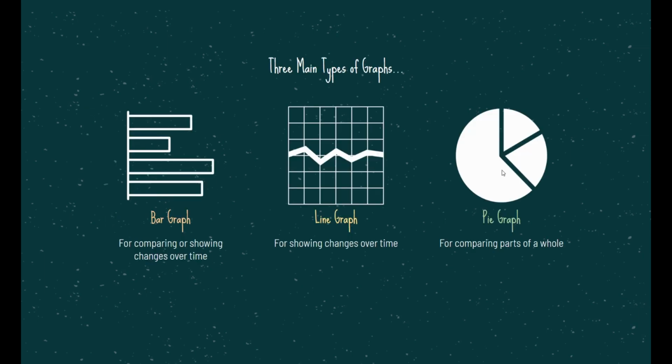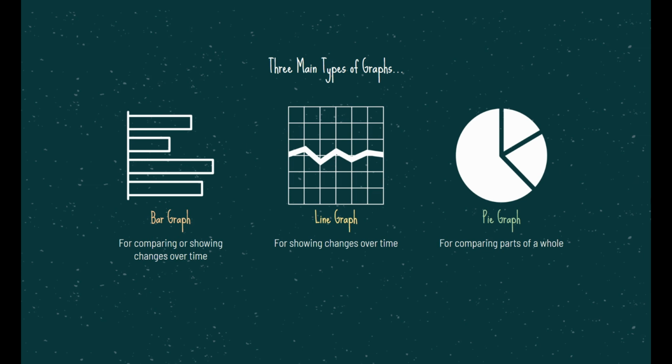Now, there are three main types of graphs that we are going to be looking at in Google Sheets that we're going to be creating. And those are a bar graph over here on the left. And those are great for lots of different things. It can be for comparing. It can be for showing changes over time. It's just really useful. Now, a line graph is best for showing changes over time. Depending on what kind of information you have, you might choose a bar graph or a line graph for showing changes over time. But both of those could possibly be used for that.